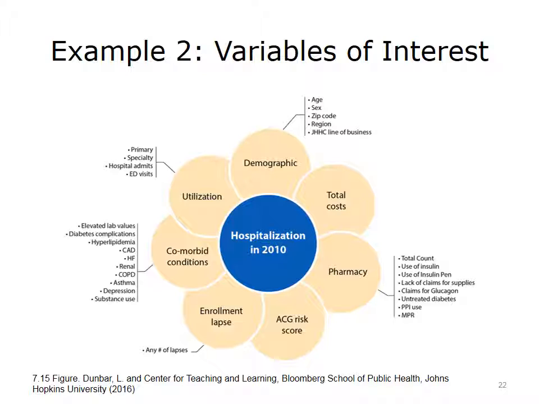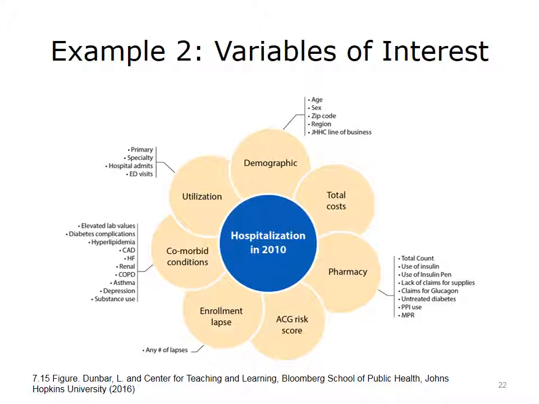The adjusted clinical group's risk score, the overall risk score for future utilization, is a measure of comorbidity and how that comorbidity impacts future utilization. Were there any enrollment lapses in the health plan? Any number of lapses. There could be 3 or more lapses in their 2006 to 2008 and 2009 datasets. Comorbid conditions, besides diabetes. Were there elevated laboratory values? Diabetic complications, hyperlipidemia, coronary artery disease, heart failure, renal, COPD, asthma, depression, substance use, or mental health conditions.